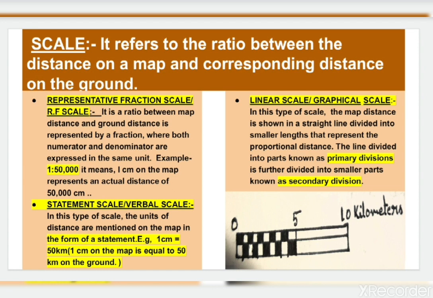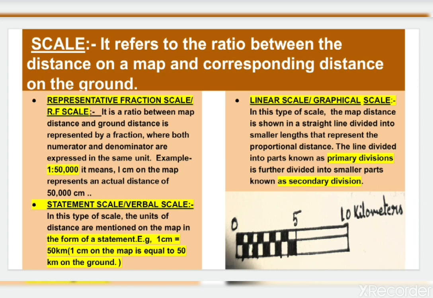Okay. Next, statement scale or verbal scale. So in this type of scale, the units of distance are mentioned on the map in the form of a statement. For example, 1 centimeter to 50 kilometer. What does it mean? It means that 1 centimeter on the map is equal to 50 kilometer on the ground.